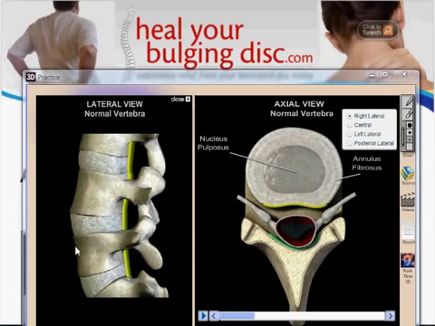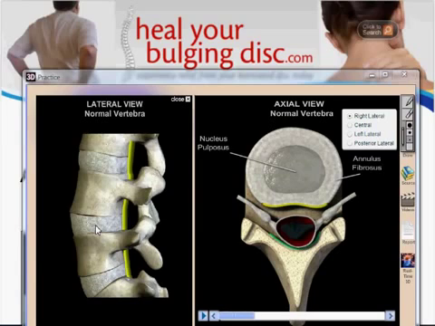So let's look over at the image on the left here first. Basically what happens with your spine is that it's put together in this way. You've got the bones or the vertebrae that are stacked on top of each other, and between each set of bones is a disc. And the disc is really important because it acts as a cushion between the bones, and that's its main function.